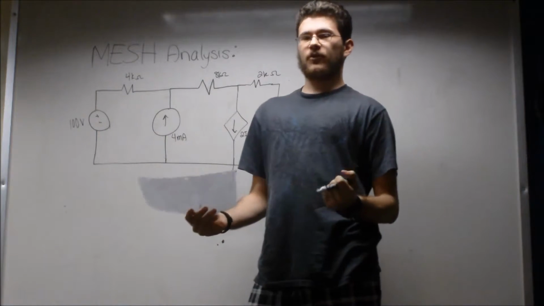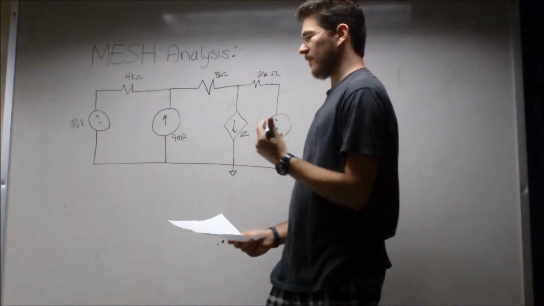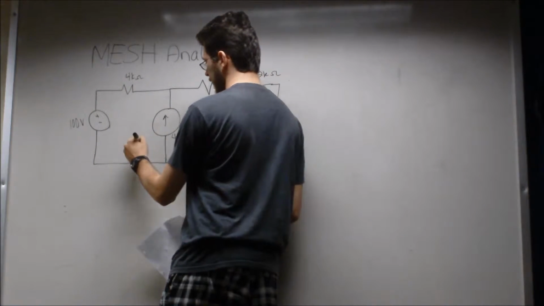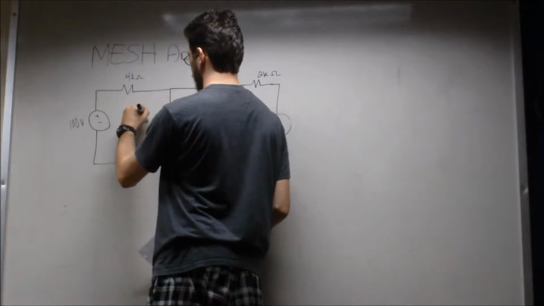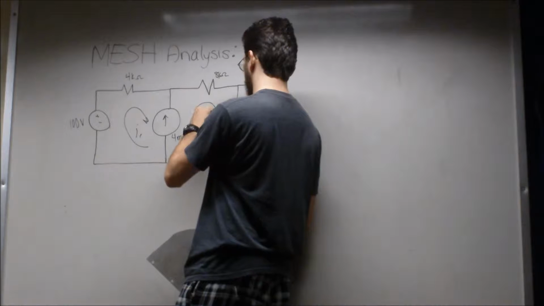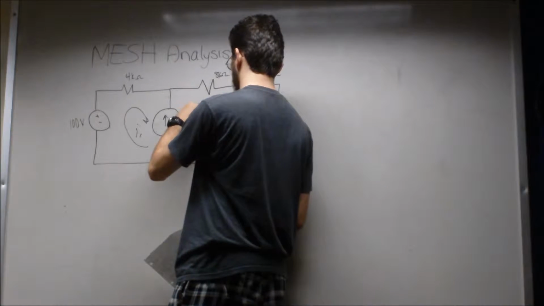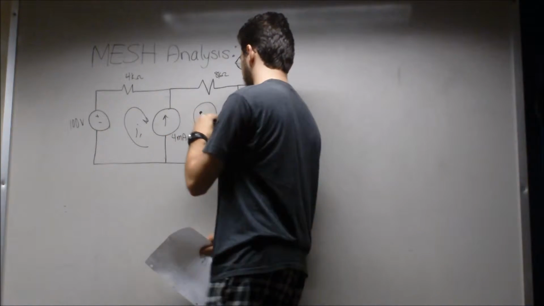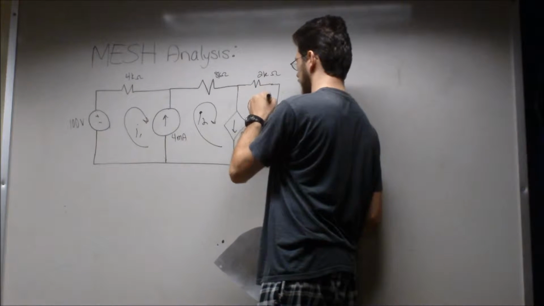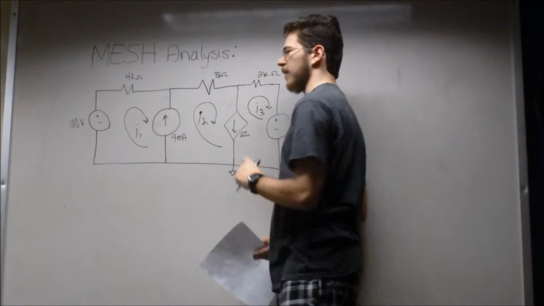So the first thing that you want to do with one of these types of problems is identify all of the current loops. So I'm going to do that now. Over here, we have current loop I1. Over here, say we have current loop I2. And over here, current loop I3.